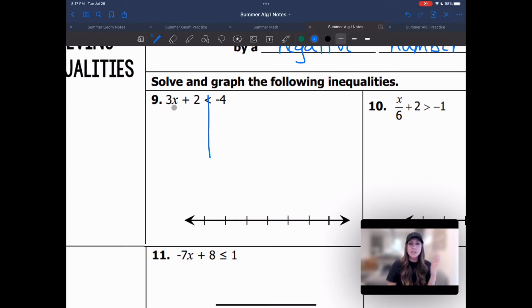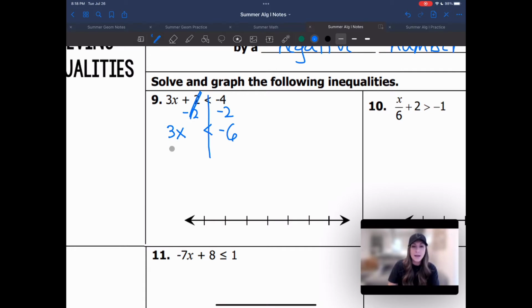So first thing we'd want to do, well, we want to isolate our x, so let's subtract 2 from both sides. -2, -2, so the 2's will go away here. Bring down our 3x. Now this is going to stay a less than sign. It's easy to accidentally turn it into an equal sign, so be careful with that. It's going to stay this less than sign, and then we have -4 minus 2, so that's -6. That's like -4 plus -2.